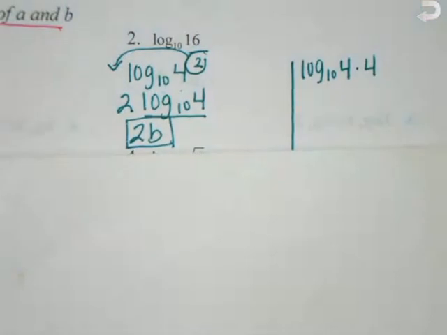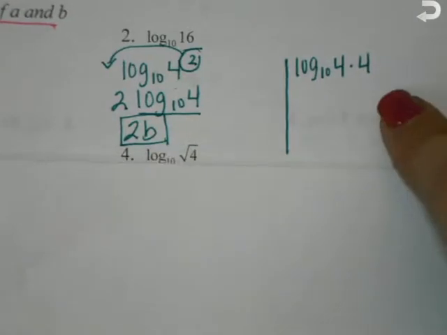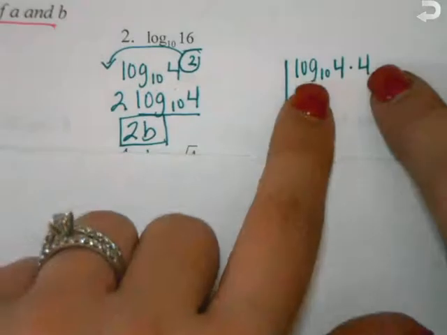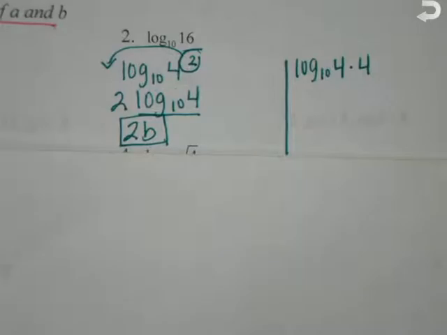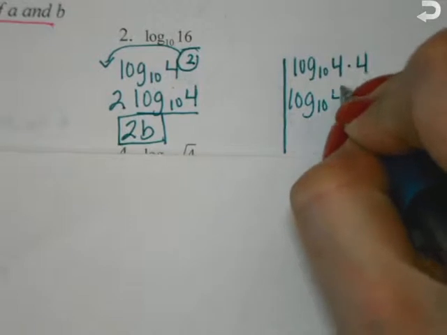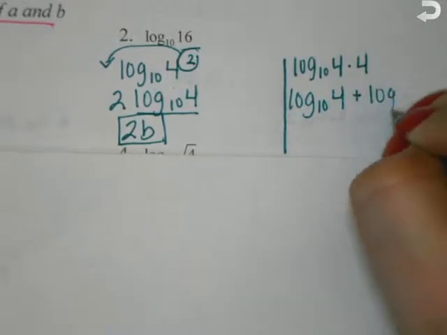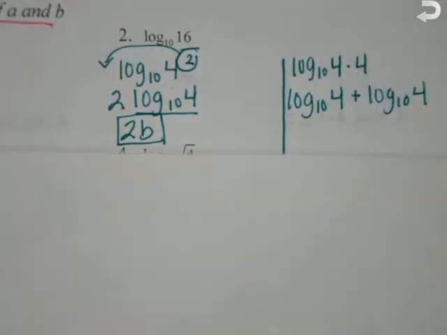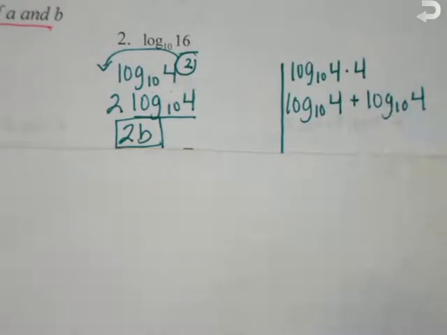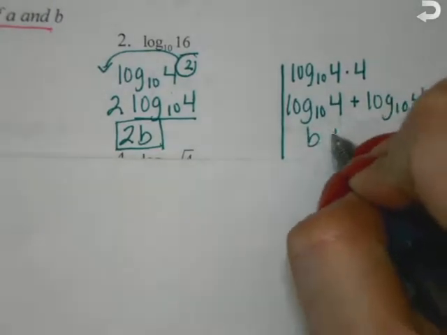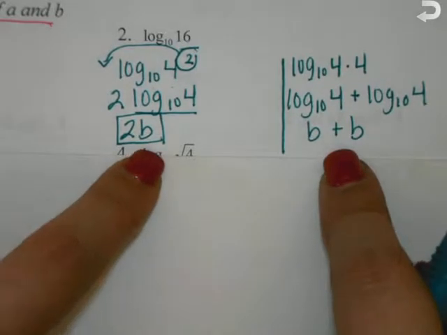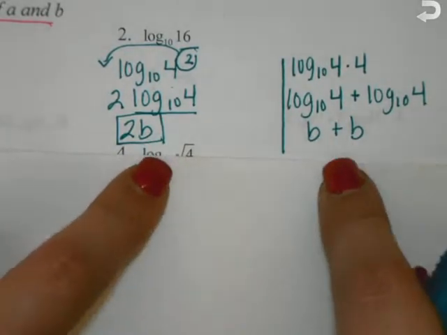Okay. Let's do this one and see if we get the same answer. So remember, we can only substitute in for each one, so we have to break this up first. So log base 10 of 4 plus log base 10 of 4. And then I can substitute B for both of these log base 10s of 4. So what would I end up with? B plus B. Okay, how can I get 2B and B plus B? Are those the same answer?